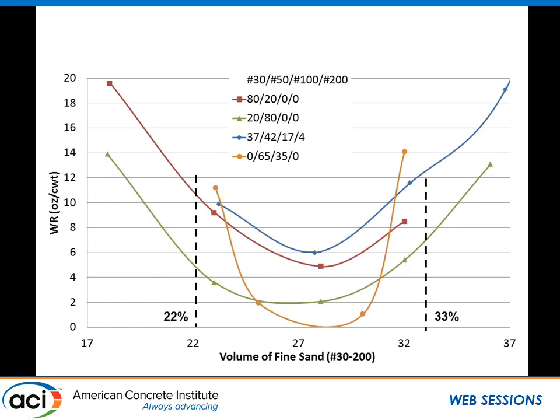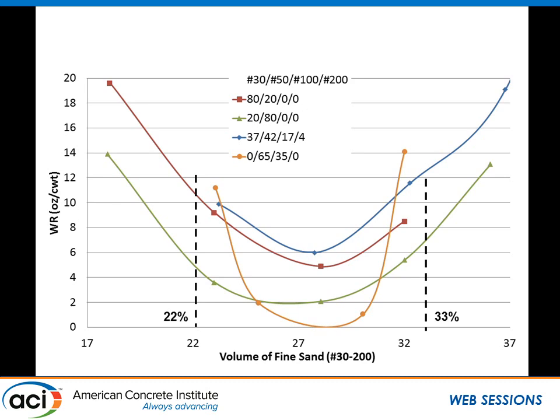This is the volume of fine sand. This is the water reducer dosage. These are all kinds of different gradations. These gradations change the shape of the parabola. They change how steep it is. But if you stay within these ranges, between 22 and 33%, you're going to get pretty good performance. That's what this suggests.